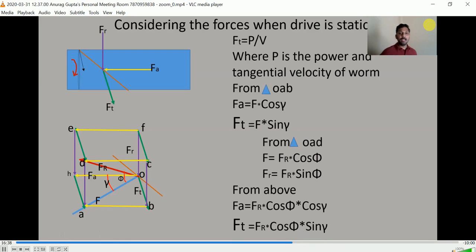Okay, and this FT is known to us because the magnitude of the tangential force is known. We can easily find the resultant force. Once we find the resultant force, we are able to find the axial force. By knowing this tangential force and having this relationship, you can find all three forces which are acting on the worm when the drive is in static condition or is just about to move.